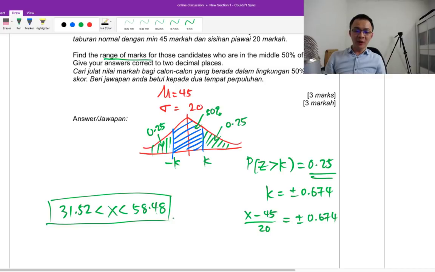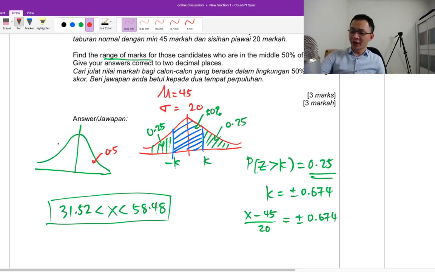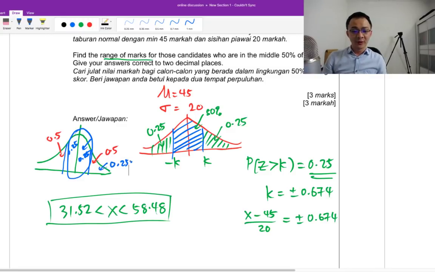Okay, why did you assume that one is 0.25? This one is not assumed. Because we know in the bell-shaped diagram over here, the total will be 1. So if you understand the bell-shaped diagram, here will be 0.5 and here will be 0.5. But because the question said they take the middle 50%, that means they already take the 0.25 here, and then they take the 0.25 here. So the total here will be 50%. So over here, you use 0.5 minus 0.25, you know here is 0.25.